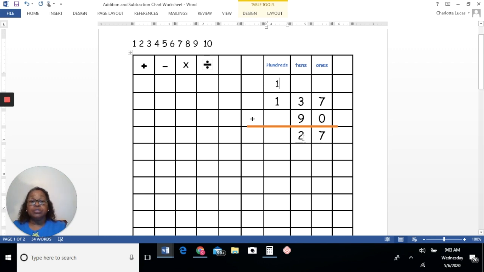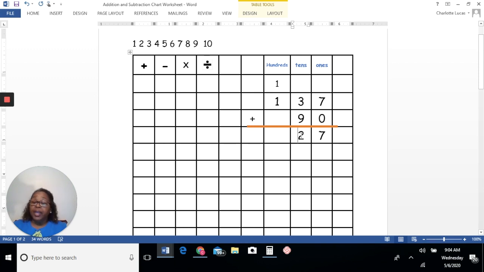We regrouped. We couldn't have 12 down here. In the tens place, 12 is 120. So we had to put the 100 in the hundreds place and leave the 2 tens here. We can only have one digit in that value.